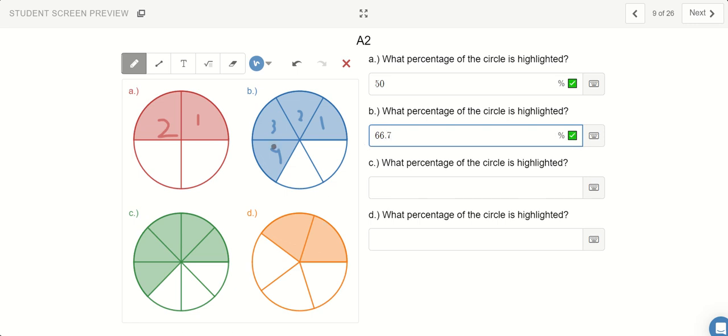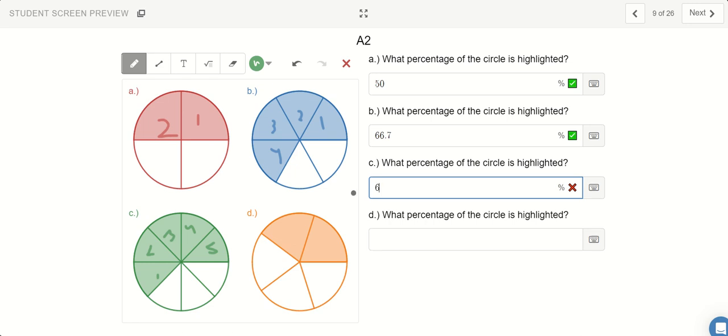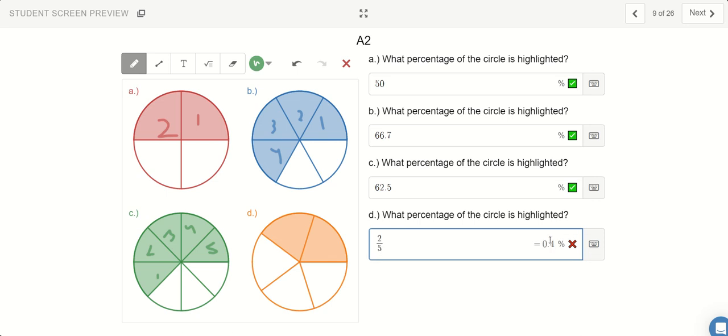All right, down here we have out of 8 segments, there's 1, 2, 3, 4, and 5. So 5 out of 8, 5 divided by 8. 0.625, so that's the same as 62.5%. And finally, we have 2 out of 5, which is 0.4, and 0.4 is the same as 40%. Okay.